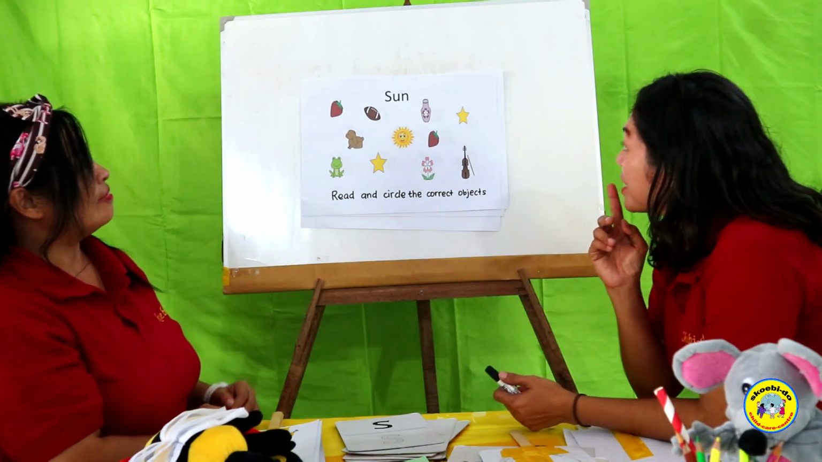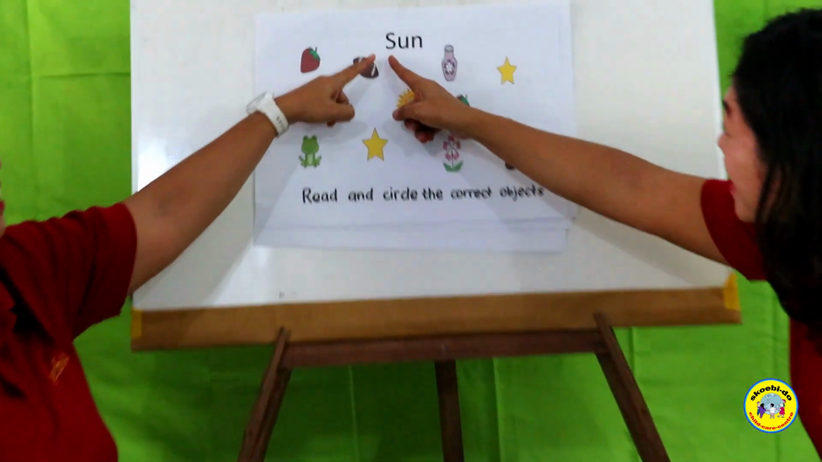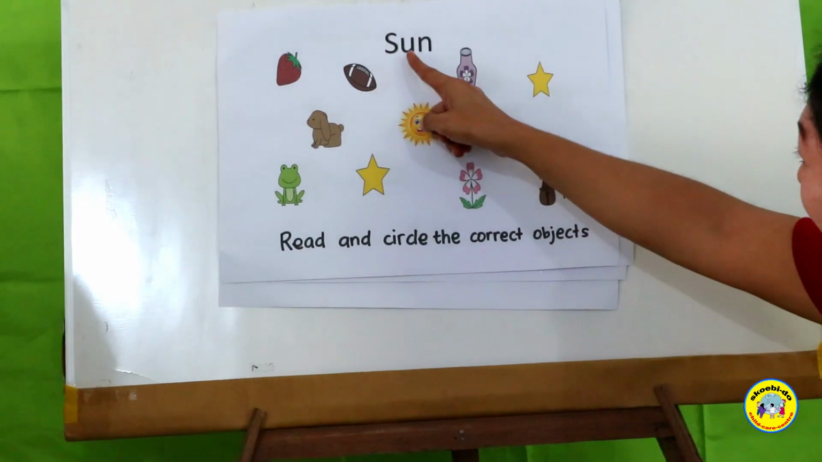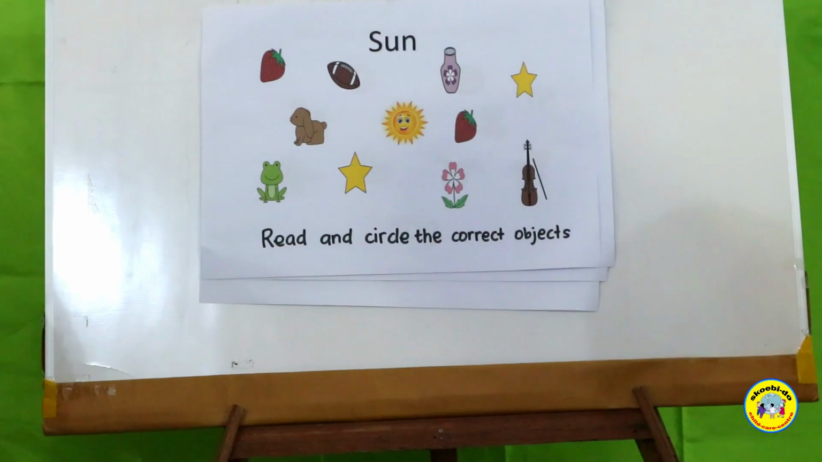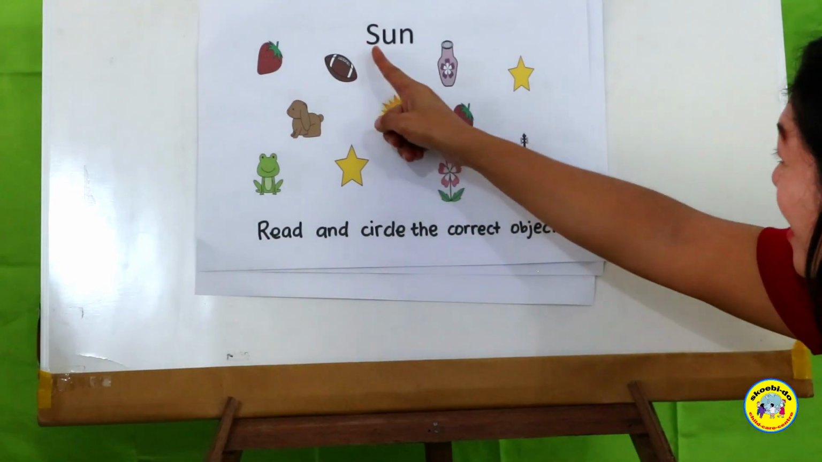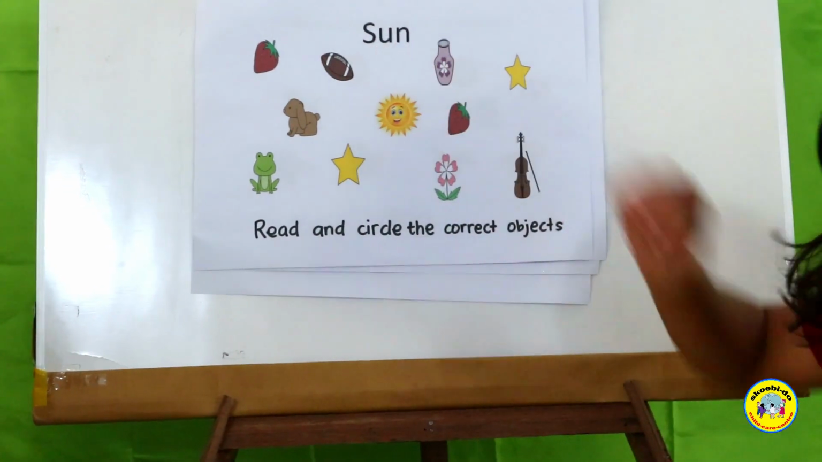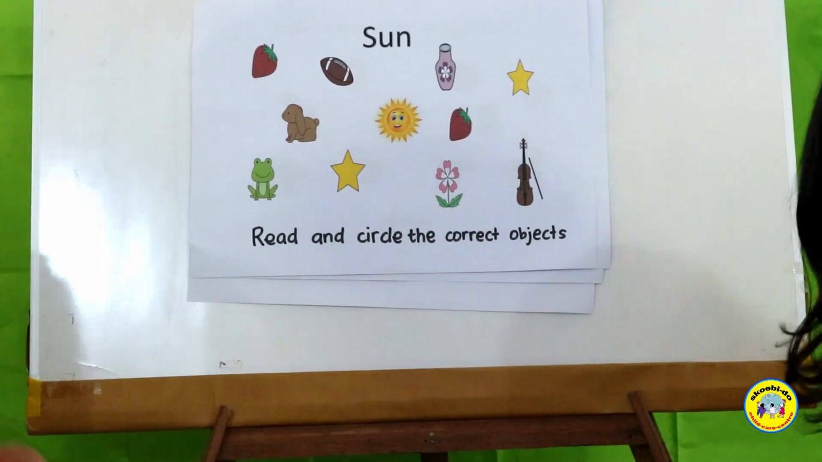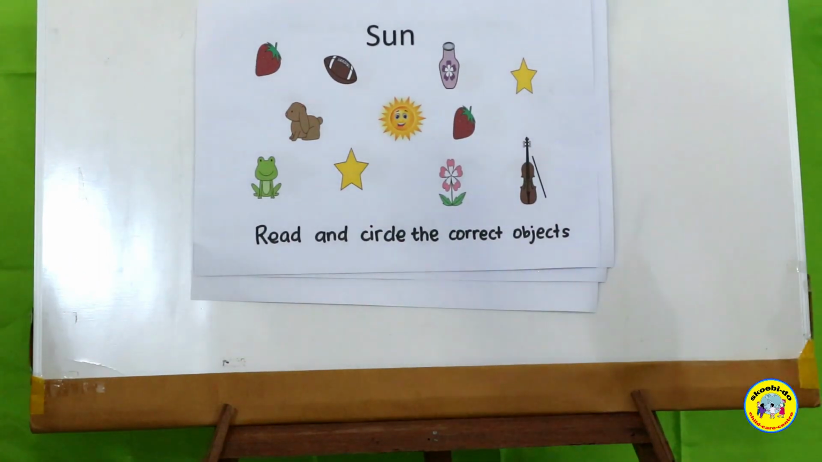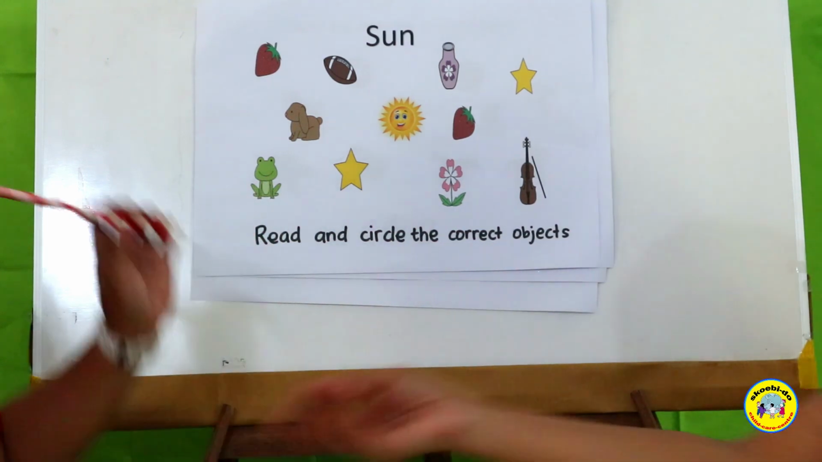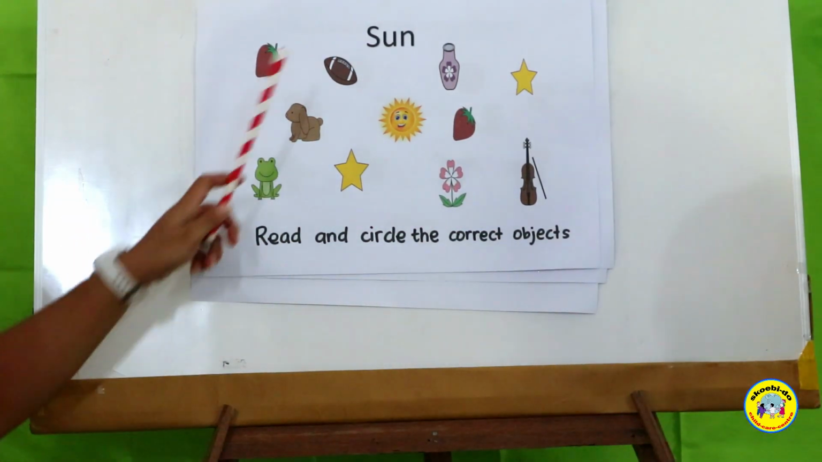Alright, we start to read. Yes, correct. How about you use that straw? Oh yes, so they can see clearly. Look, try one more time.